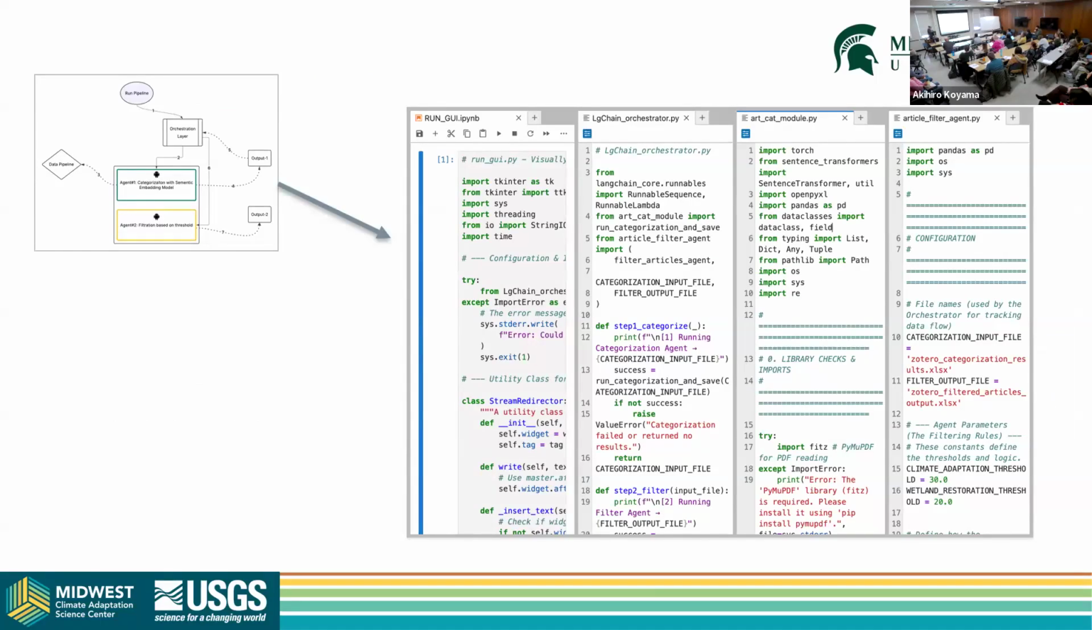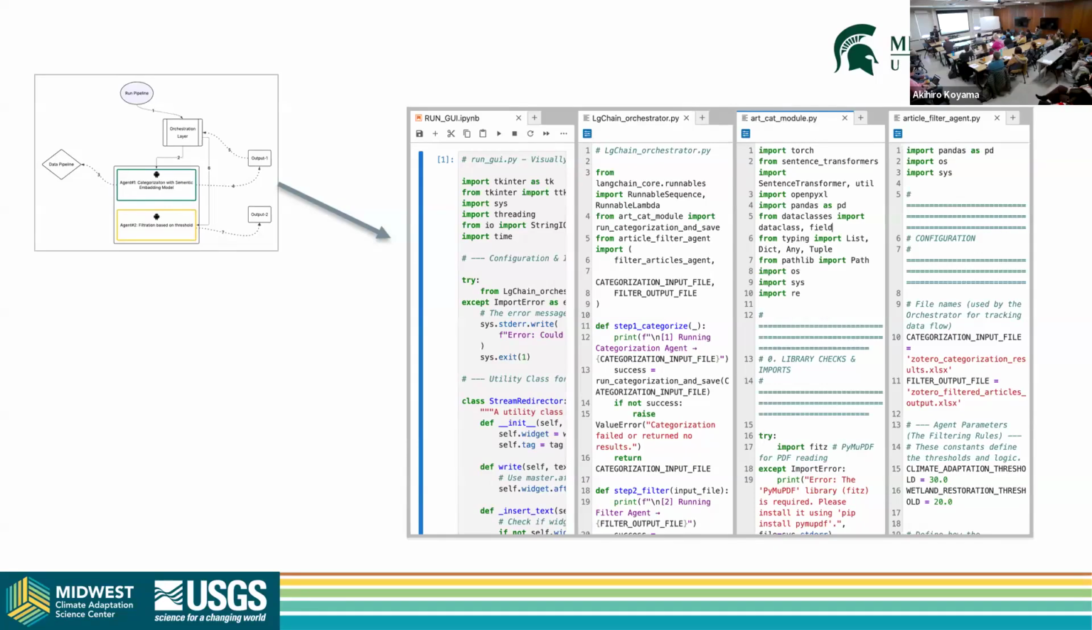So this is the screenshot of the agentic architecture, I would say. This one is the pipeline run. So these are just a minimized version of those windows. So they are big pages for writing those codes.